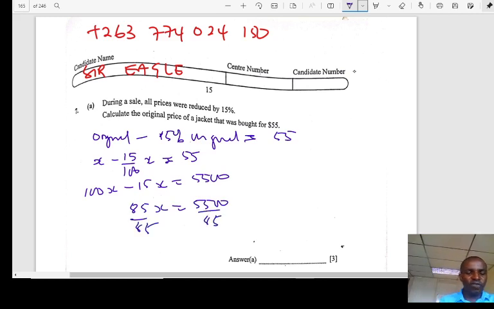Then 5500 divide by 85 to 3 significant figures. It will be 647.7. And these are dollars, so you can put cents here. These are dollars and cents, so it's 64.47. This one you can put 0.